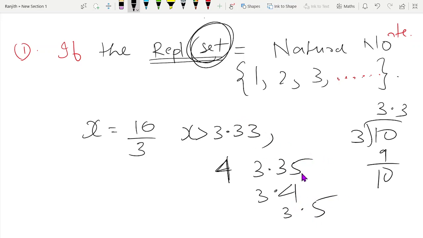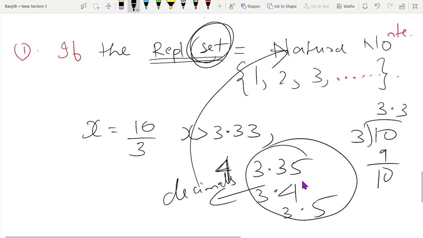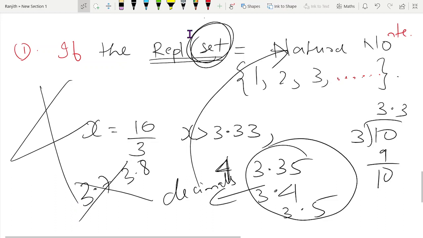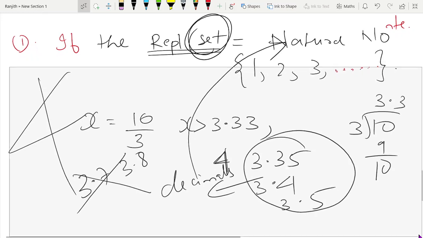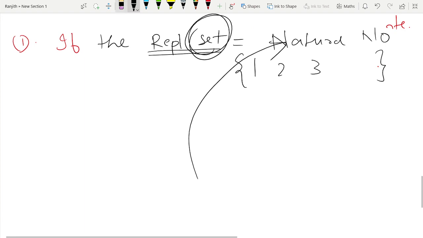Yes, sir. But we can't take 3.5, 3.6, 3.7. All these are what kind of numbers? These are decimal numbers. But what is the limit given in the replacement set? It should be a natural number. So is it possible if I take 3.7, is it correct? 3.7, 3.8? No, sir. That's the reason we started from 4. Now is it clear why we started from 4? Yes, sir. 3.3 is decimal, we don't need decimals here. We need natural numbers.